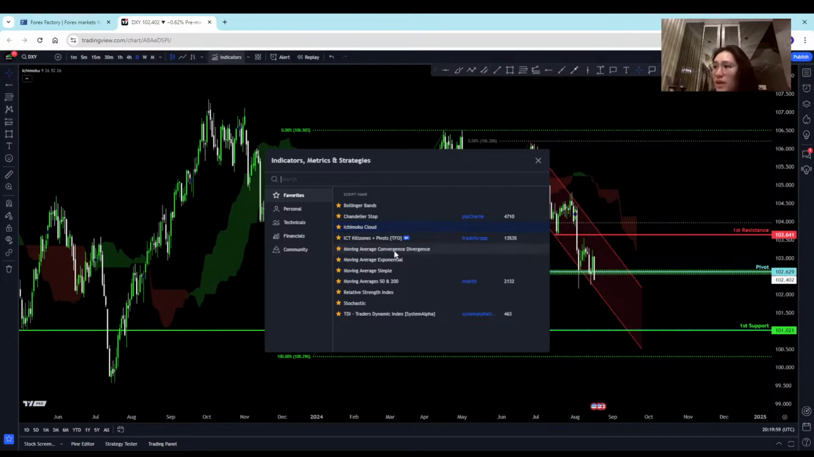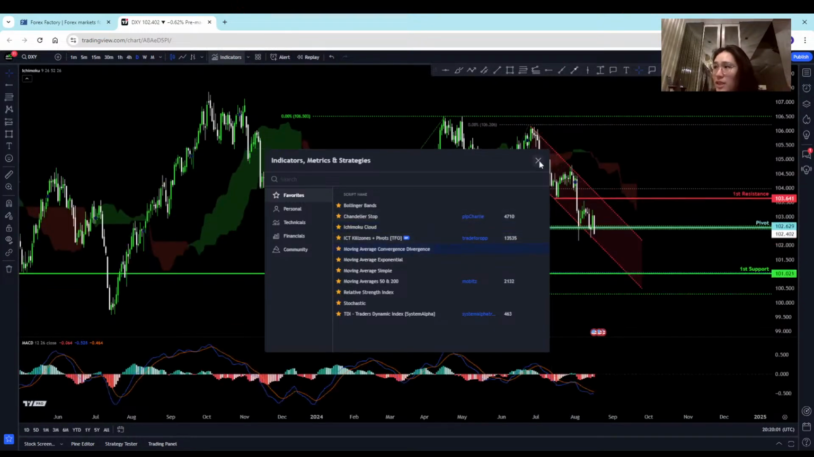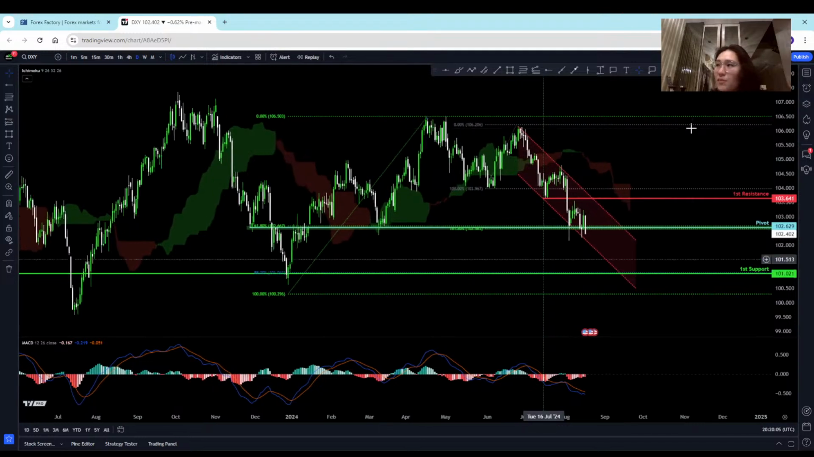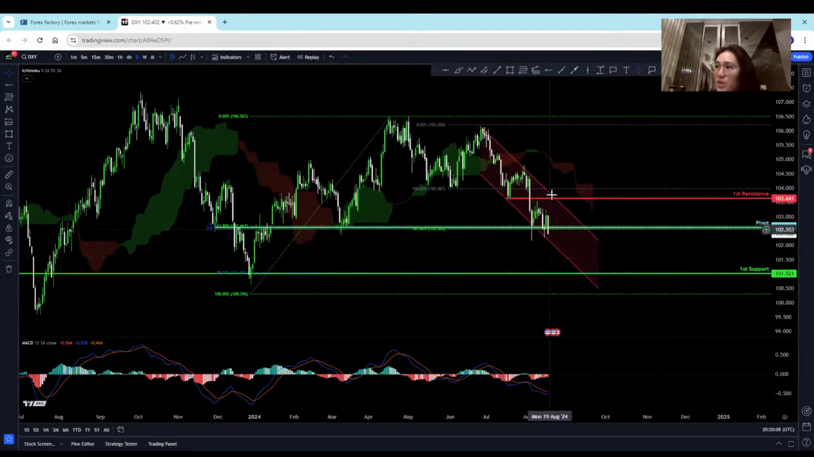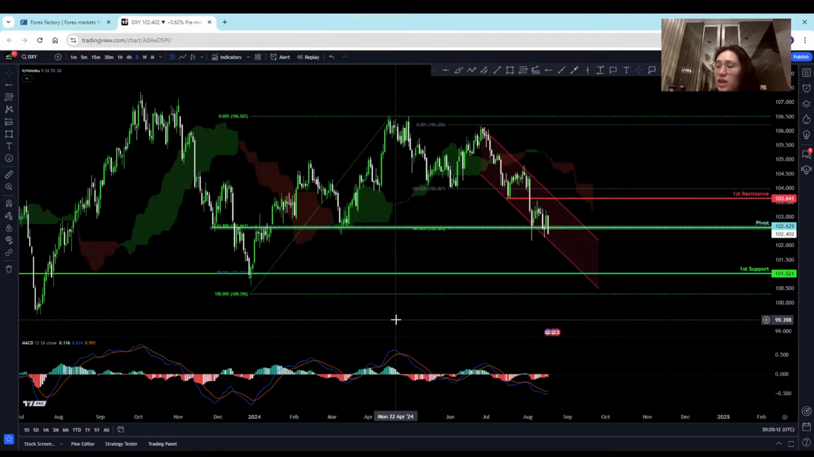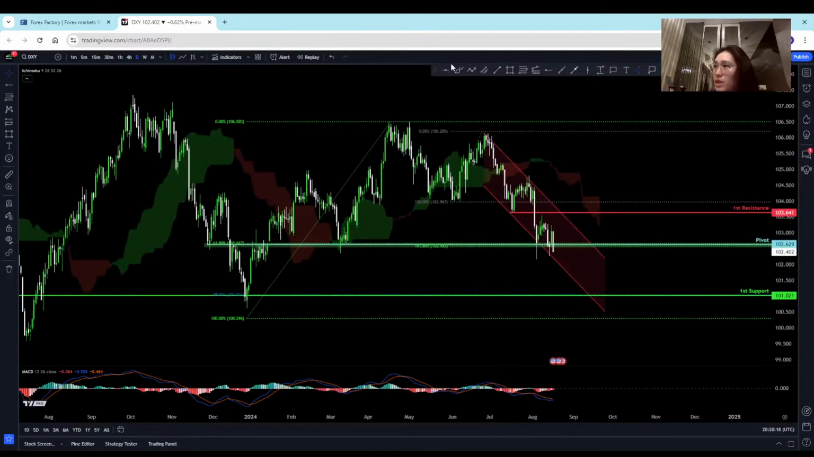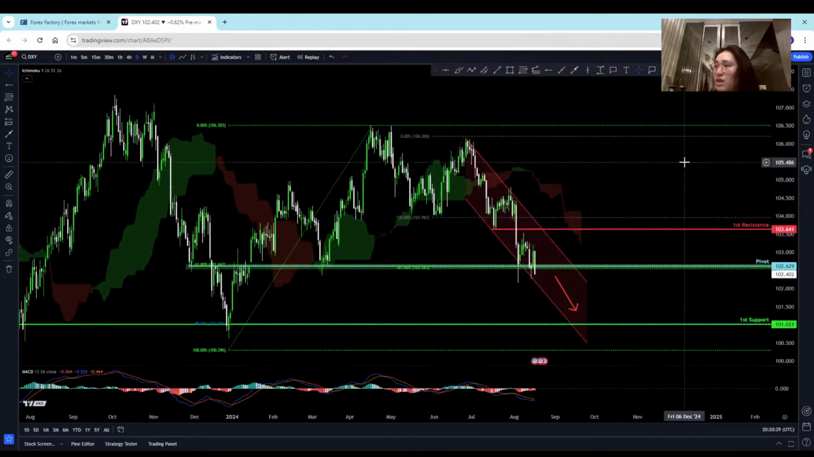So I like to start off by looking at Ichimoku and MACD because at one glance you can tell exactly what the signals are. So you can see price moving below the cloud, so it is giving us a bearish signal. MACD is also giving us a bearish momentum over here. Okay, so they both support our analysis. The price will continue in this downtrend, in this descending trend channel towards our first support.